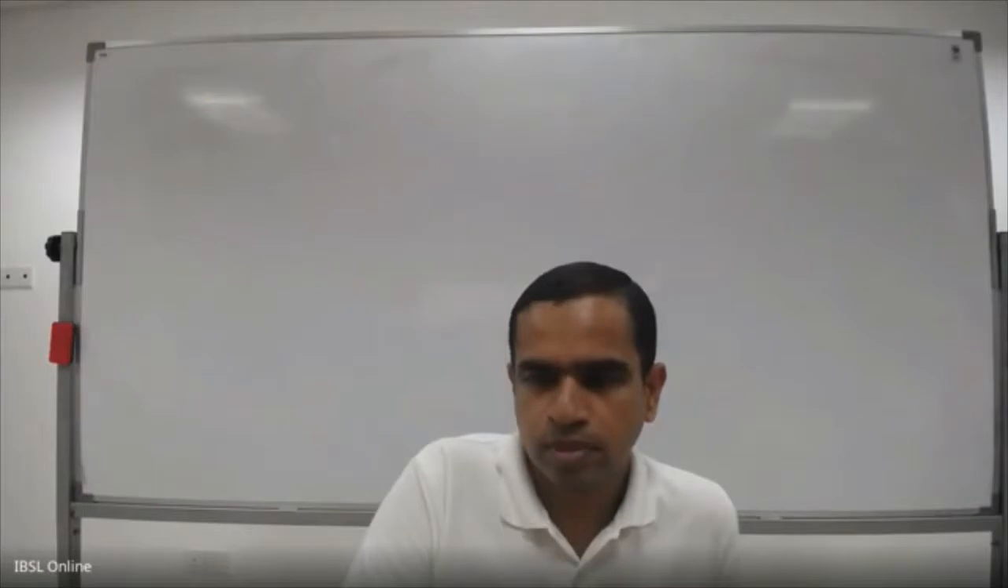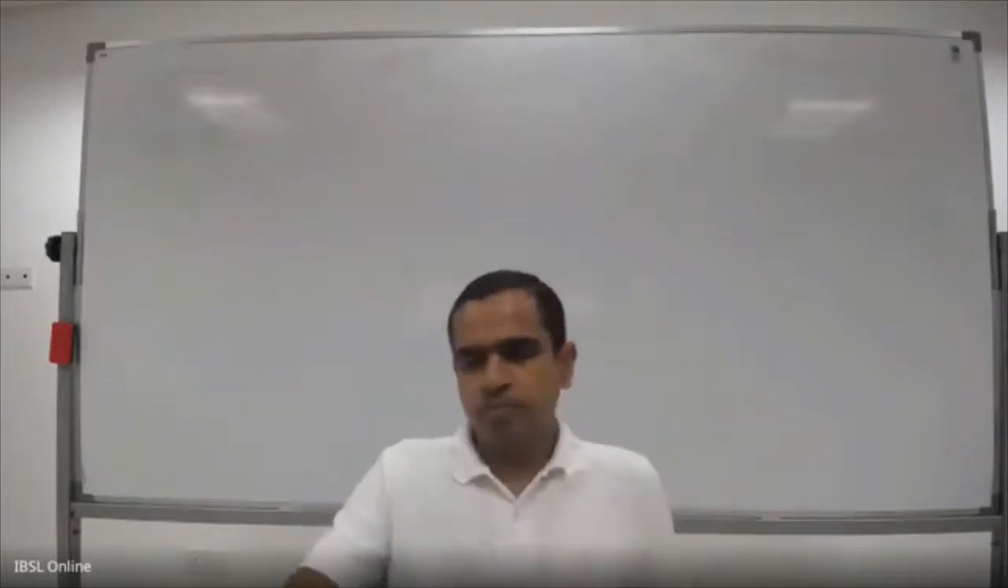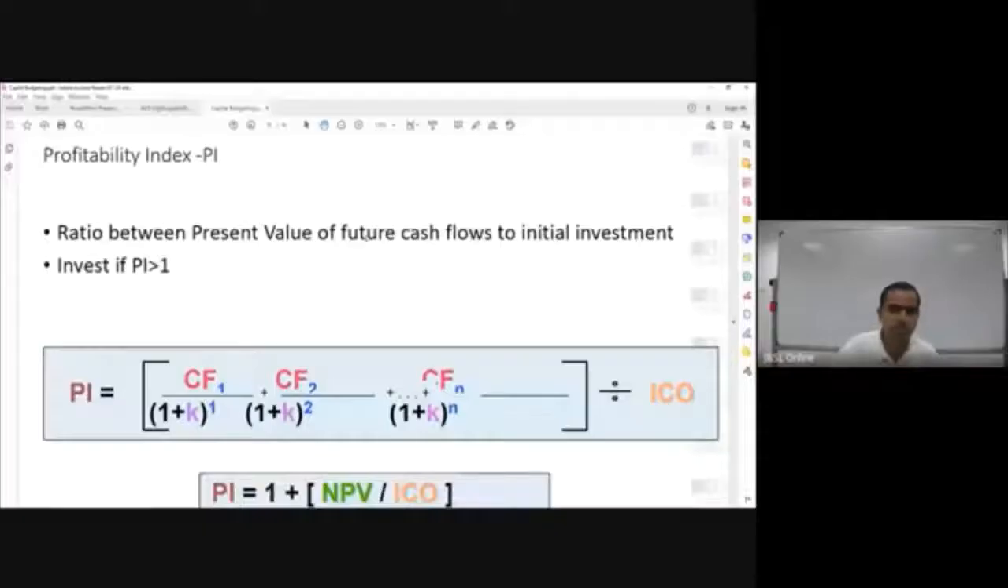Right, so let's move on to a profitability index. Now, profitability index is the ratio between the present value of future cash flows to initial investments. Right? The decision rule is to invest if profitability index is more than 1. So it's the present value of future cash flows divided by your initial investment.